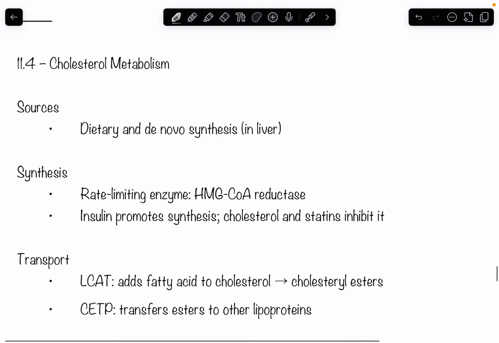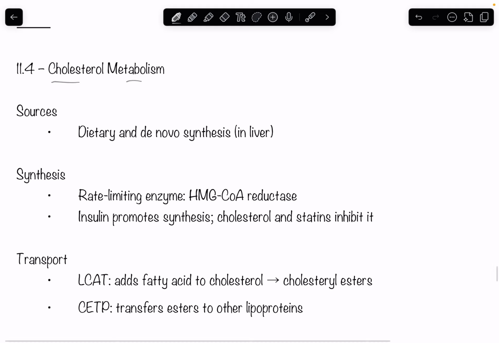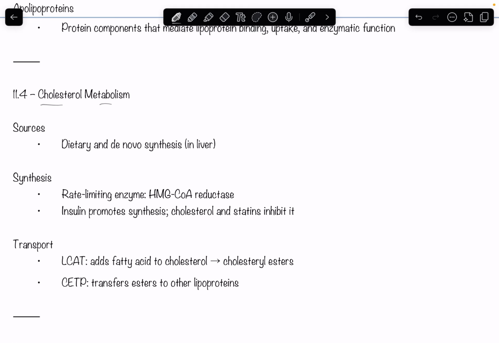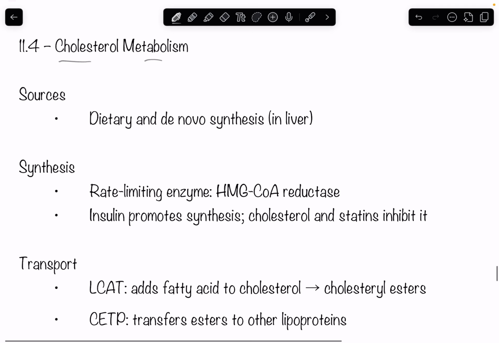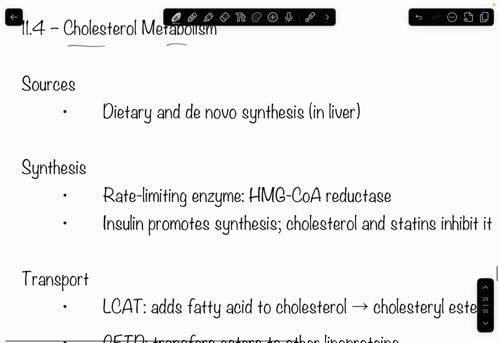Hey guys, so let's keep going and now let's talk about cholesterol metabolism. I would say this is not a big deal for your MCAT, like at all. I mean, quite literally, I haven't seen this at all. But low yield stuff still can pop up on test day, so let's go over it.